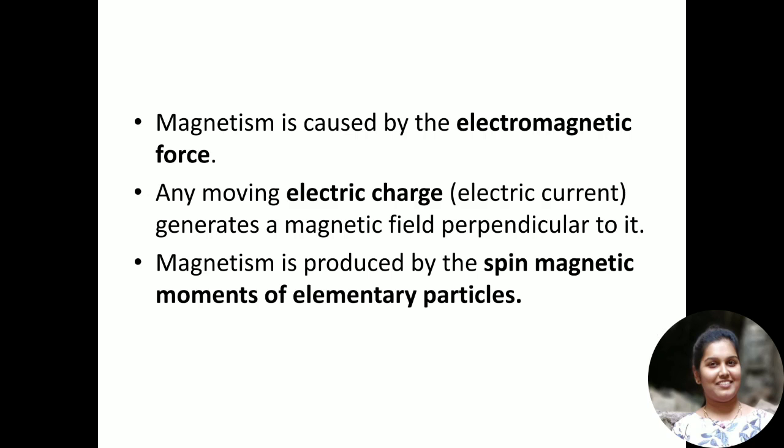In presence of an electric field, atoms and molecules form electric dipoles with positive charged nuclei moving a tiny bit in the direction of the field and negative charged electrons moving the other way. So we can summarize that magnetism is caused by either electromagnetic force or any electric charge or electric current which can generate a magnetic field. And the third point is that it is caused by spin magnetic moments of elementary particles like electrons.